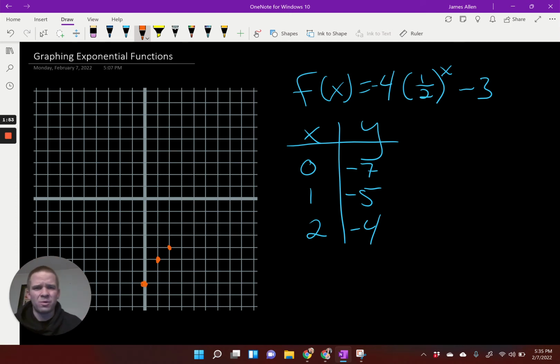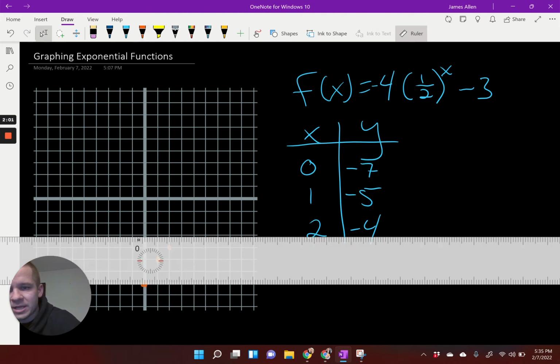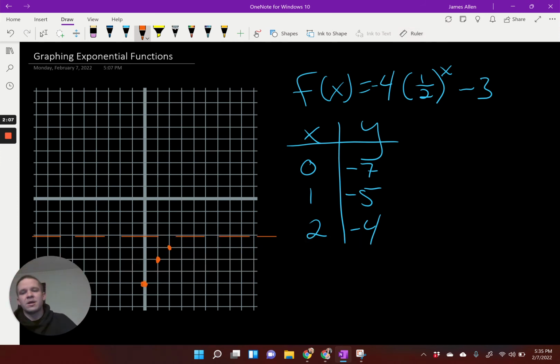What about my asymptote? Where the heck's that going to be? Well, if we shift the graph down 3, the asymptote moves with it. So let's pop up that ruler. Oh, it's almost perfect. And it's going to be right here, right at -3. And that's y equals -3. That's my asymptote.